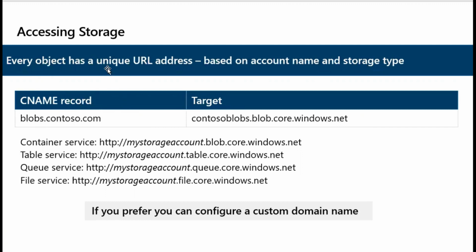If you create services, each will have a separate URL, such as mystorageaccount.blob.core.windows.net. For containers, we have one kind of link. For tables, we have another kind of link. For queue services and file services, we have different links. And if you want, you can have your own custom domain name as well.